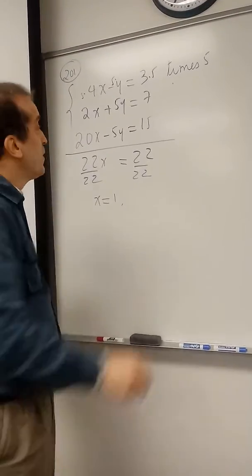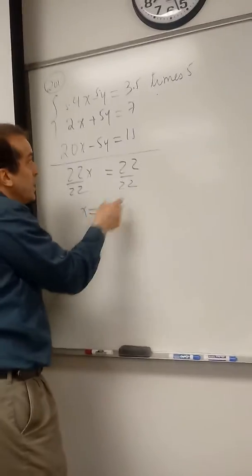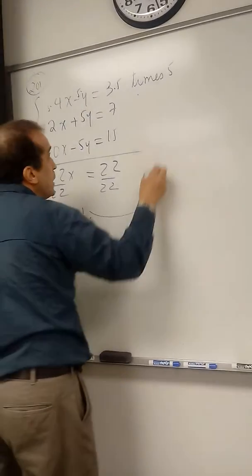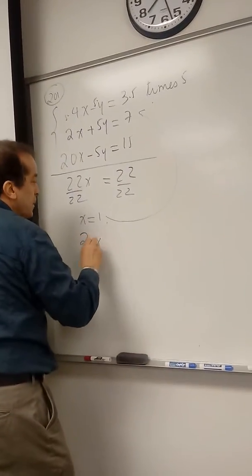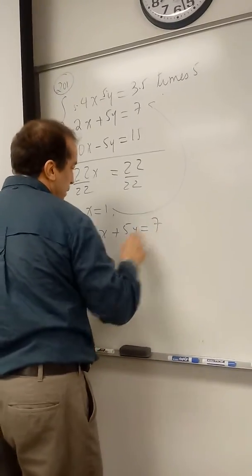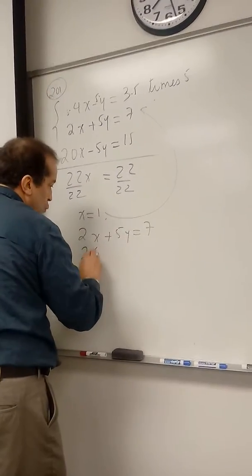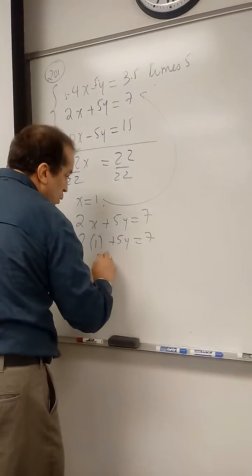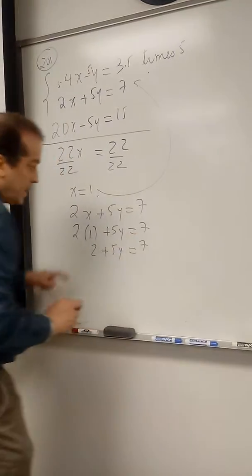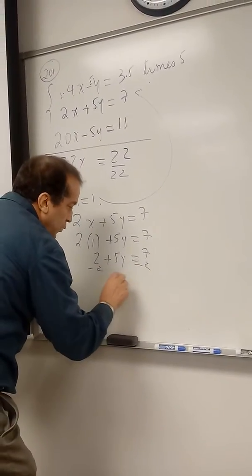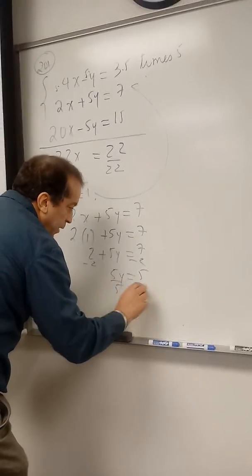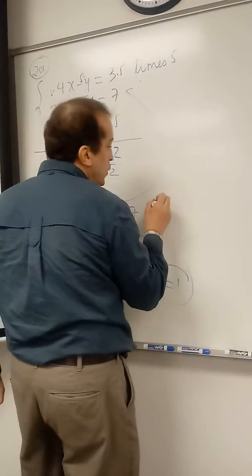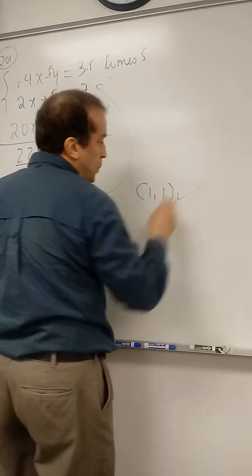Once you get x equals 1, you have 3 choices of equations where to substitute. You can substitute in the first equation, second, or third. It doesn't matter which one you pick. Let's pick the second one. So 2x plus 5y equals 7. 2 times 1, since x equals 1, plus 5 times y equals 7. So 2 plus 5y equals 7. Subtract 2 from both sides, and that gives you 5y equals 5. Divide by 5, and that gives you y equals 1. So the solution is x equals 1, y equals 1. And you can write it like this, 1, comma 1, and the problem is done.